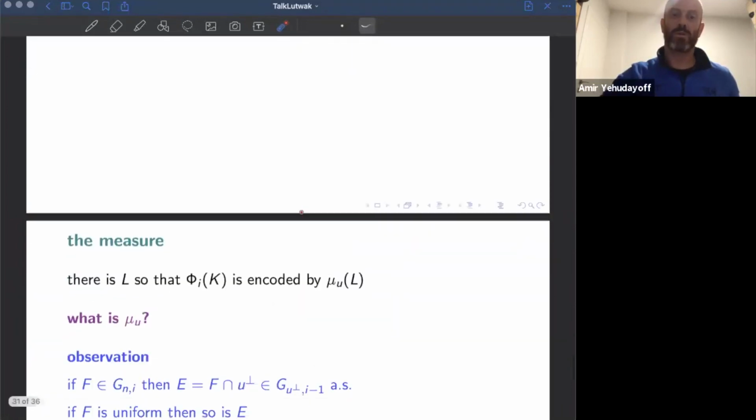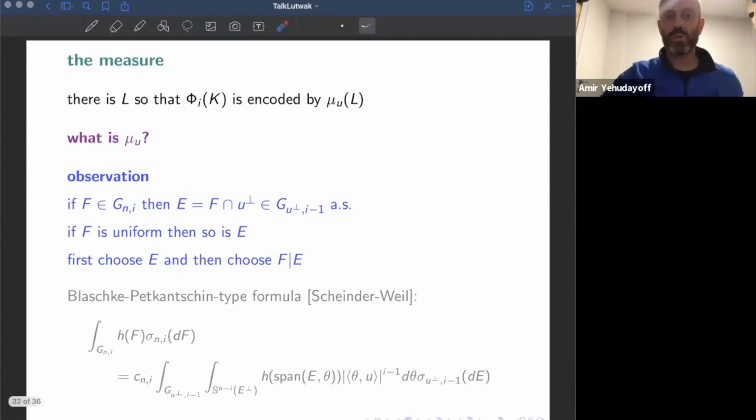So the idea is a very simple idea. The observation is, if you choose an I-dimensional subspace E in Rn, and you intersect it with the orthogonal complement of U, then you get an I-1 dimensional subspace F in the orthogonal complement to U. This happens almost surely, unless you actually fall inside. But now you can choose F in a different way. You can first choose E, and then choose F conditioned on this E. So this is a different way to sample a random I-dimensional subspace.